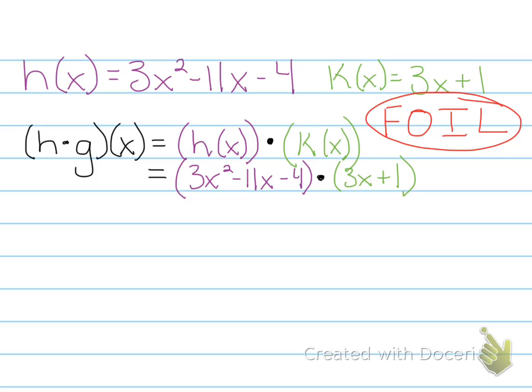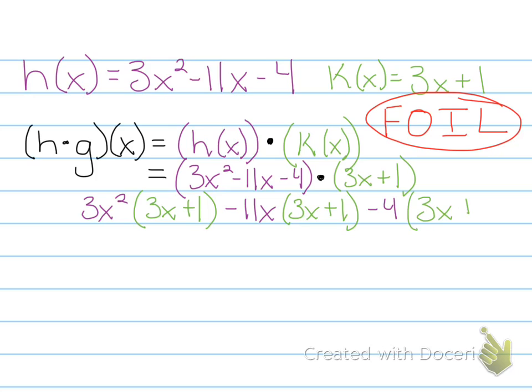Now, FOIL really only works if you have 2 terms times 2 terms, known as binomials. So if I'm multiplying a binomial times a binomial, like the 3x plus 1, unfortunately, h of x has 3 different terms, so that's called a trinomial. So FOIL doesn't really work. But ultimately, what I'm trying to do is take every term from the h of x function and multiply that by all of the k of x, which is the 3x plus 1. So I'm going to take 3x squared times 3x plus 1 minus 11x times 3x plus 1 and minus 4 times 3x plus 1. So really what this comes down to is just a really big distributive problem.